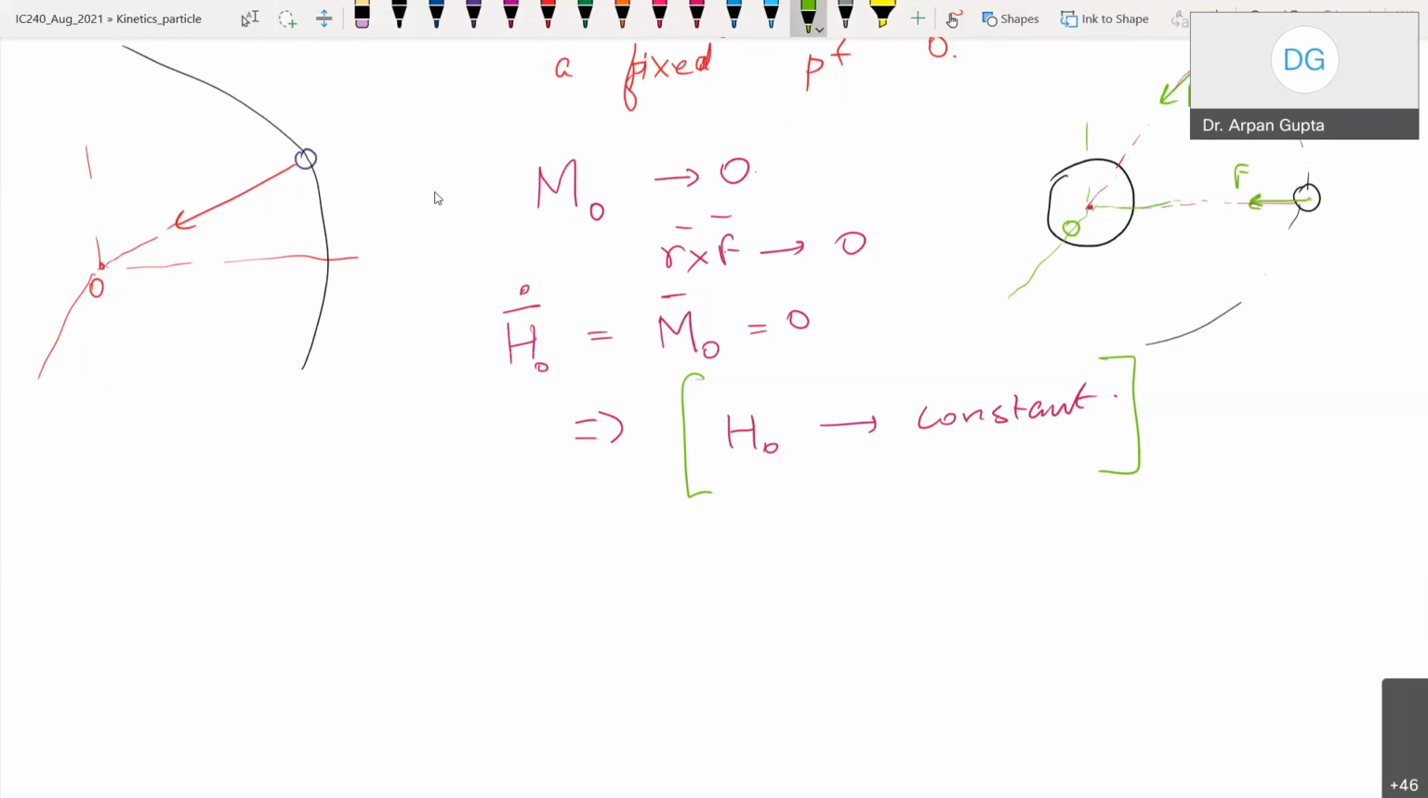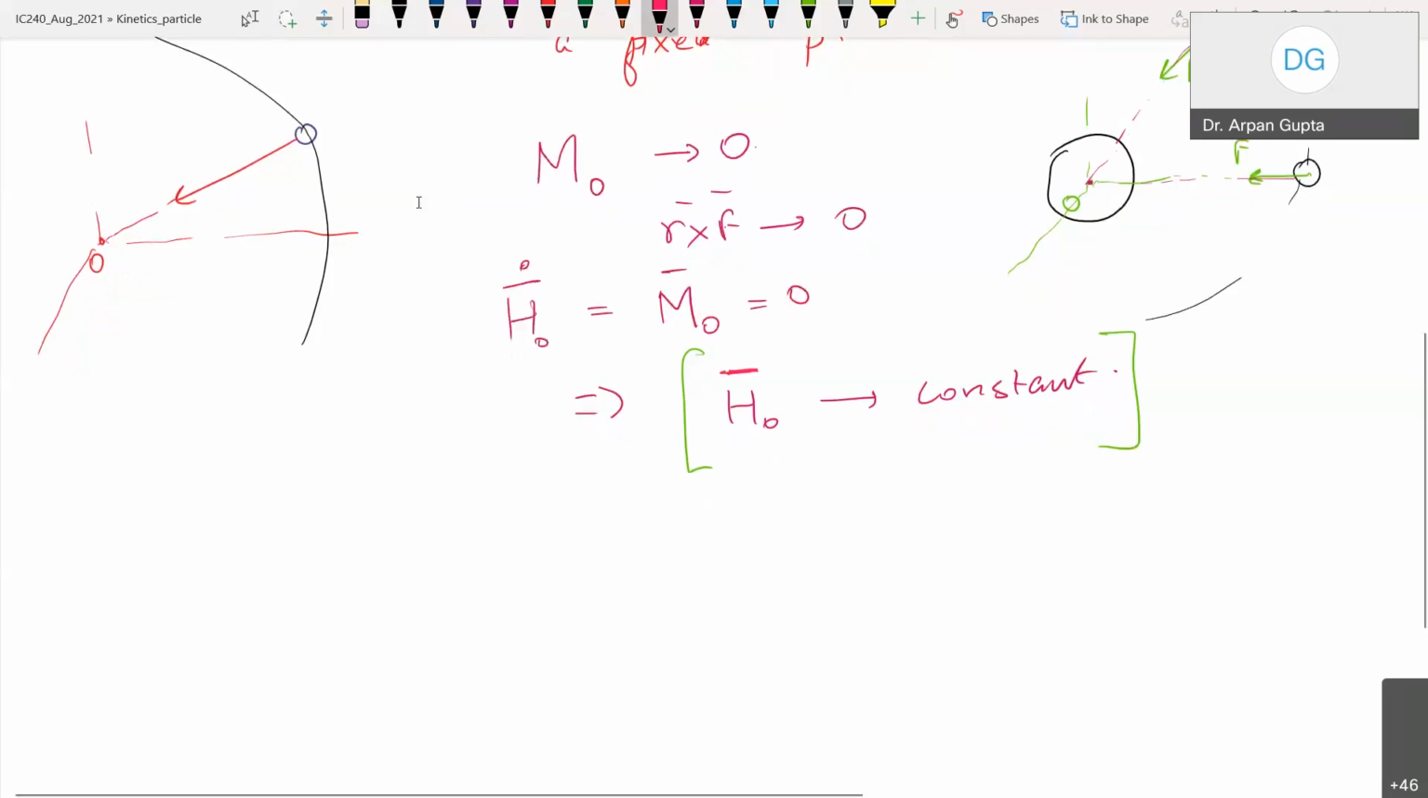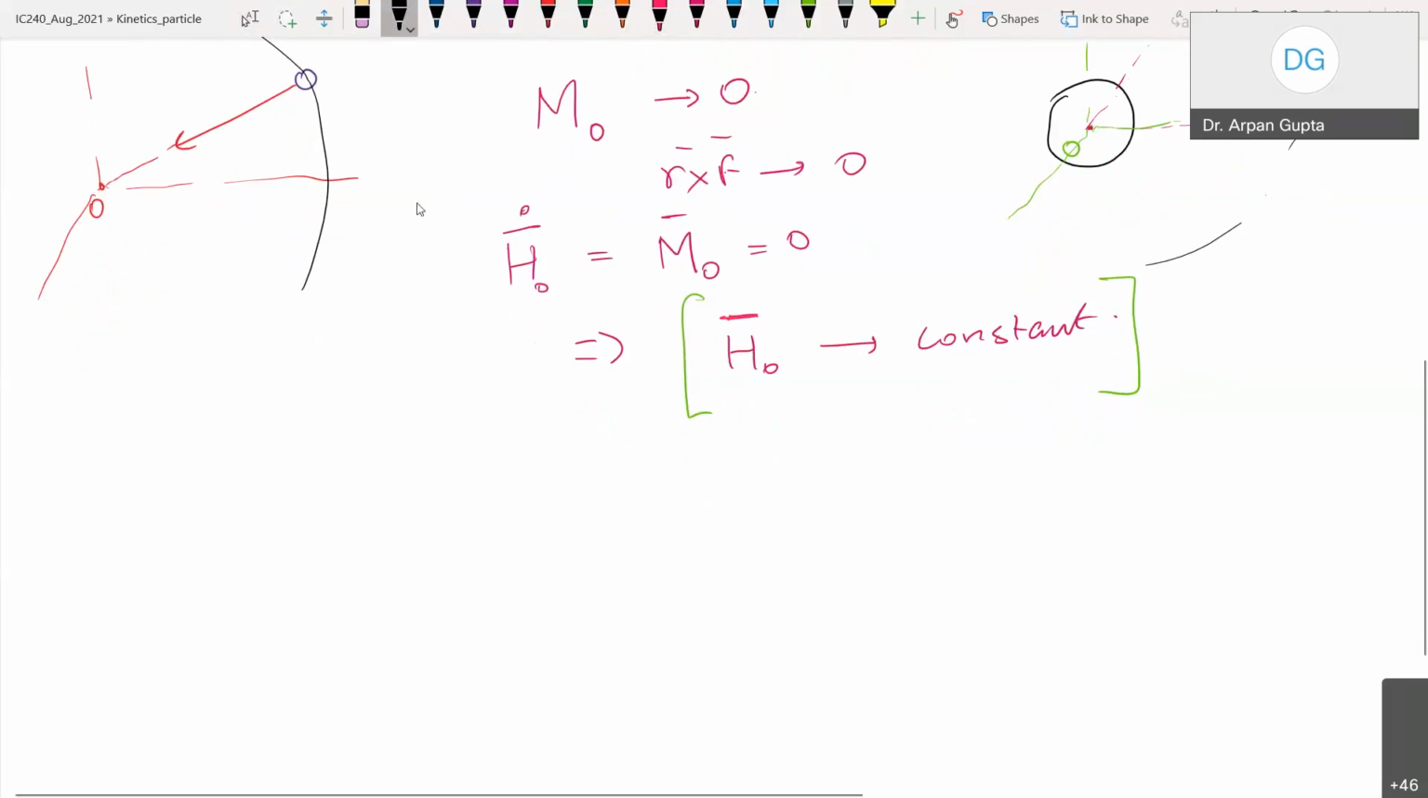So the angular momentum of the particle moving in this trajectory is constant. And by the way, this is a vector. I forgot to mention this. This vector is a constant. It means that its magnitude is going to be the same and the direction is going to be the same. The direction is also not going to change.